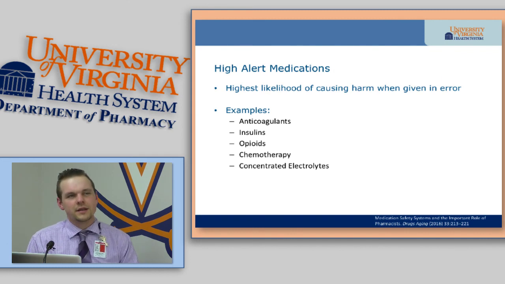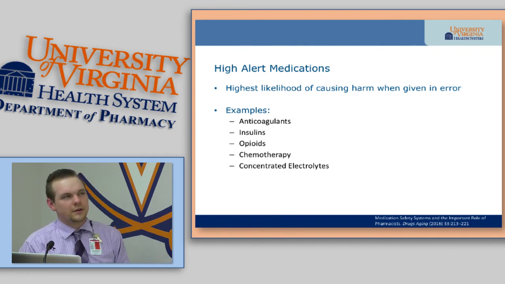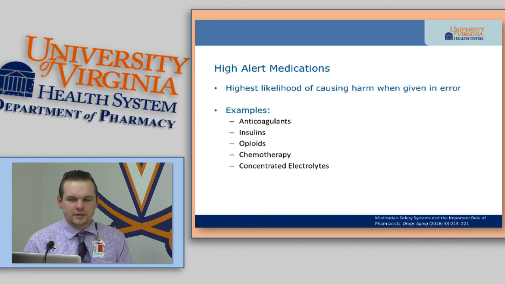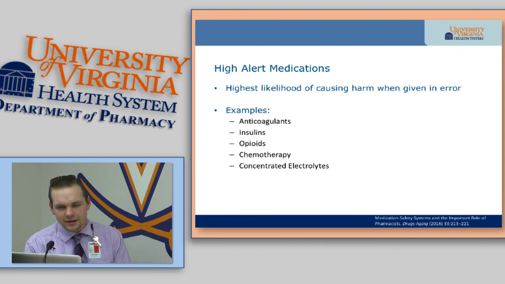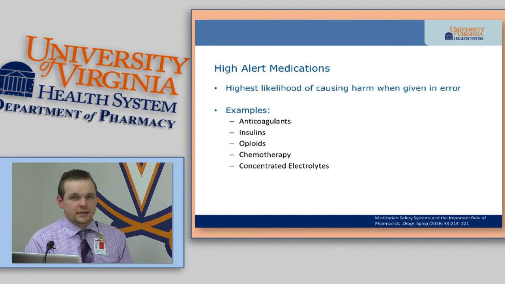We'll focus this even further for a moment, and we'll talk about high alert medications. So these are medications that have the highest propensity to cause harm when given in error. Examples of these being anticoagulants, insulins, opioids, chemotherapy, and concentrated electrolytes. So what causes these to be classified as high alert medications? Who classifies these as high alert medications? And why are these drugs inherently higher risk?